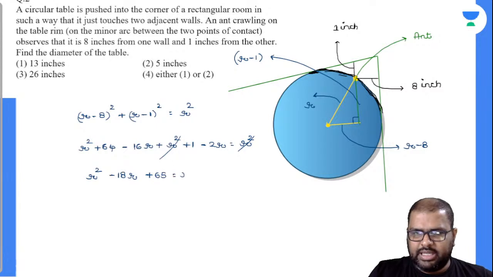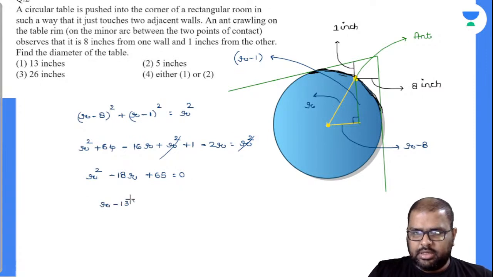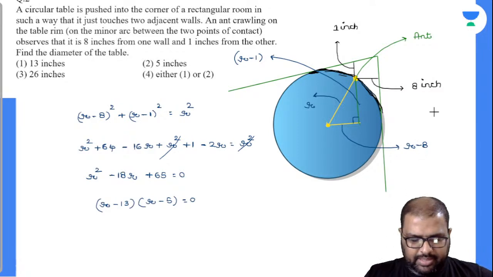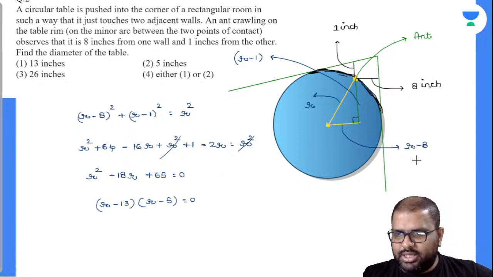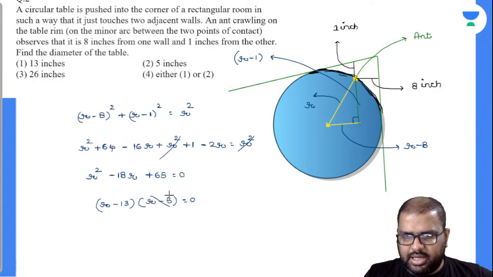This is a quadratic equation. 13 fives are 65, minus 18. So (r minus 13)(r minus 5) is equal to 0. So you will get two positive values, but you cannot take 5. If you take 5, the answer will be a negative value, so the root will not be r minus 5. r is equal to 13 is your answer.